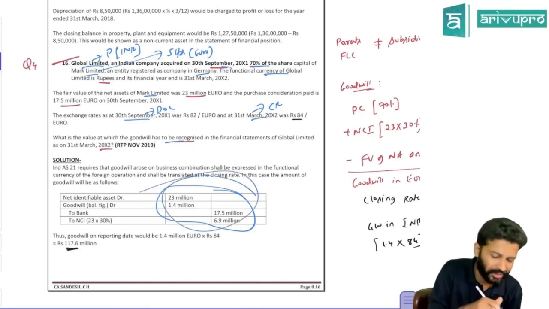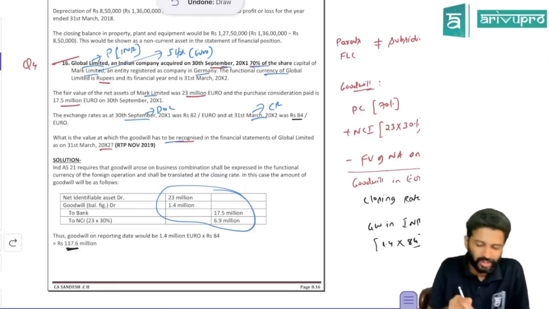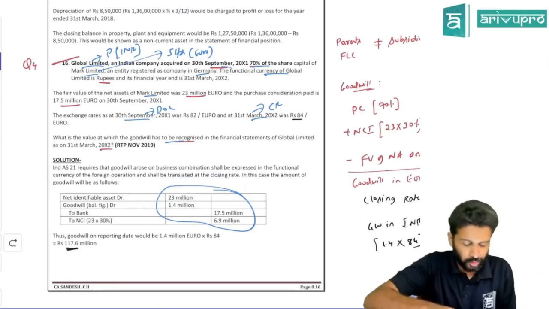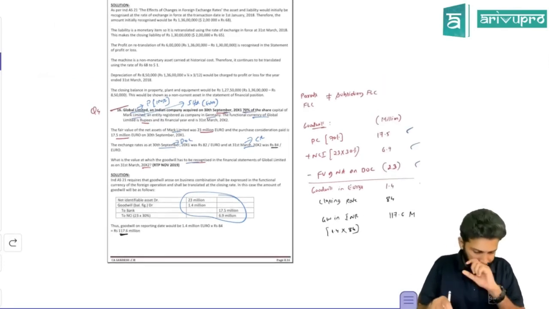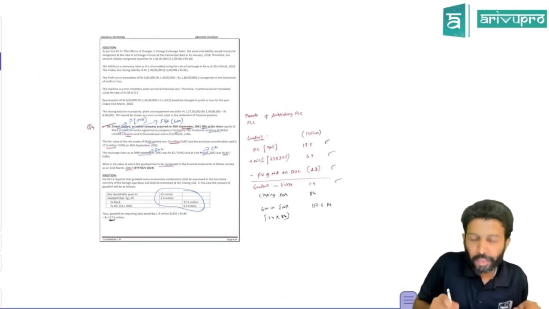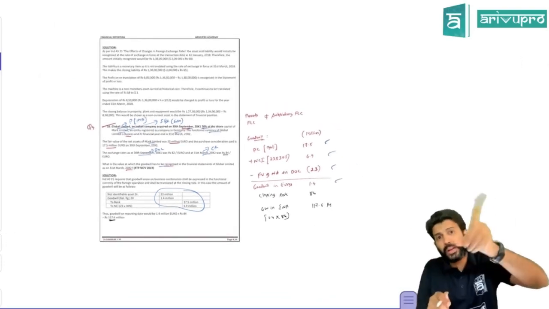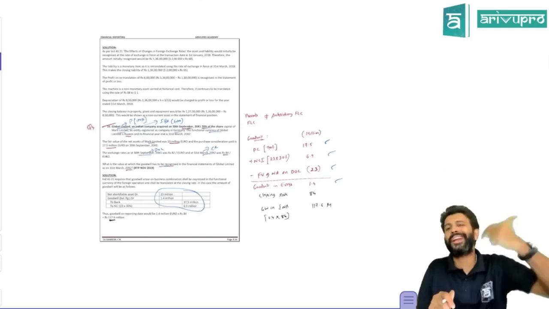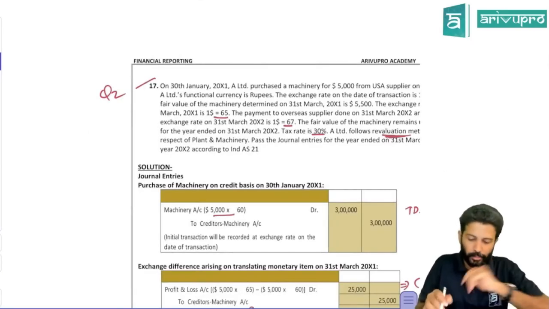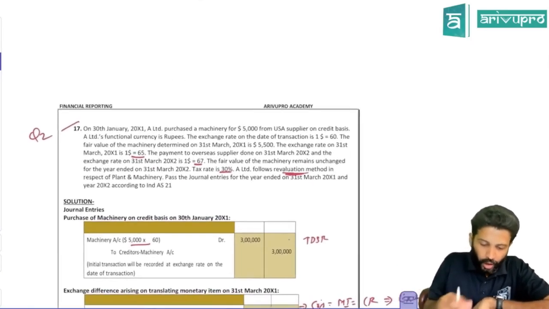This is a consolidated financial statement, the business combination entry. That is what they've given here. But the thing you need to remember from this component is first find out the goodwill in foreign currency, then use closing rate and bring it to Indian rupees. That's all.